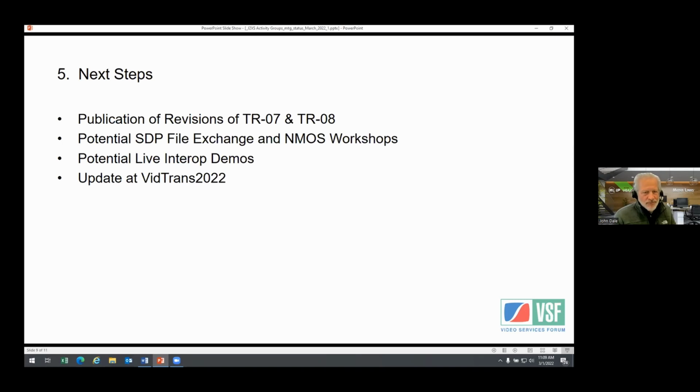Next steps for the group, obviously the publication of the revisions. That's our highest priority. And then potentially we could have some additional work. The file exchange was just for the RTP files. So for instance, for TR-08, SMPTE ST 2110-22, we just exchanged the RTP video files. We didn't do any work with SDP files or NMOS, but that could be continued either within the VSF or within NMOS. There could be some potential live interop demos, and then we'll have an update with all of the information from the file exchange at VidTrans.